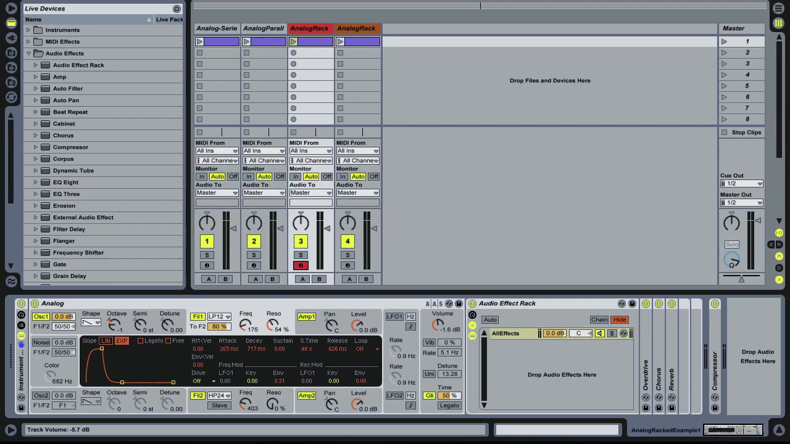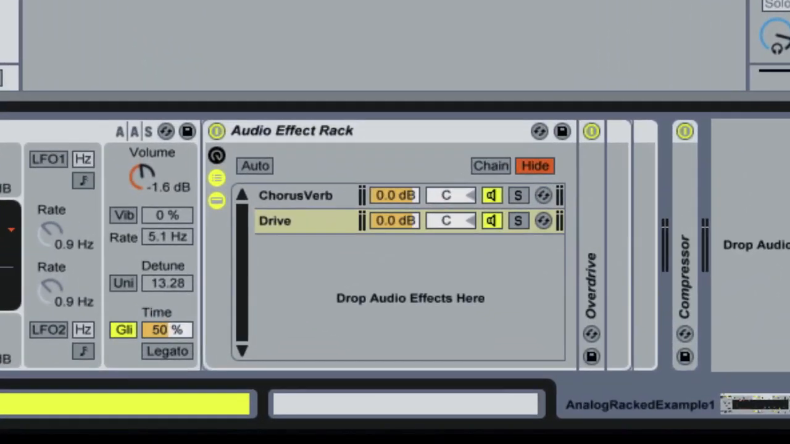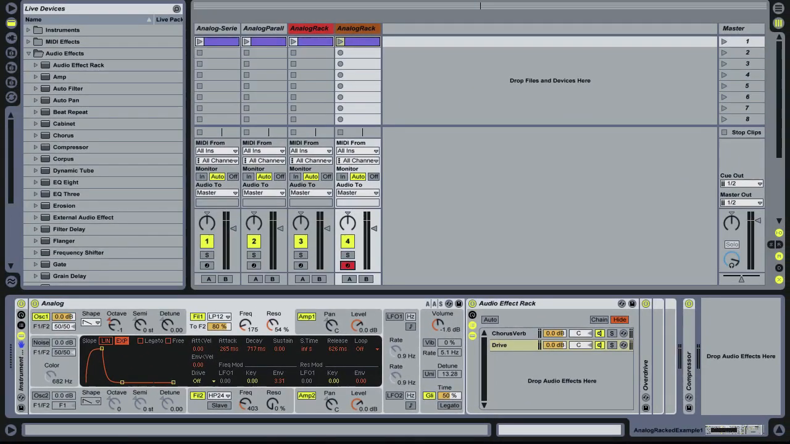Here we can hear the same patch, but split into two parallel channels thanks to an audio effect rack, with the distortion on one channel and the chorus and reverb on the other. Note the difference between the two.